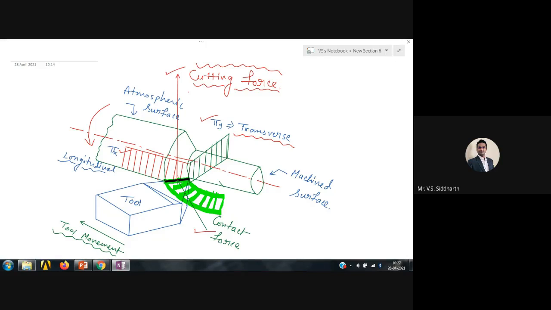This is the X plane. This is the Y plane. This is the cutting force. This is the contact force. These two forces are mutually perpendicular to one another. This cutting force is acting along the cutting edge. This is the X plane. This is the Y plane. So do you see whether the cutting force or the contact force is acting in any of the planes?